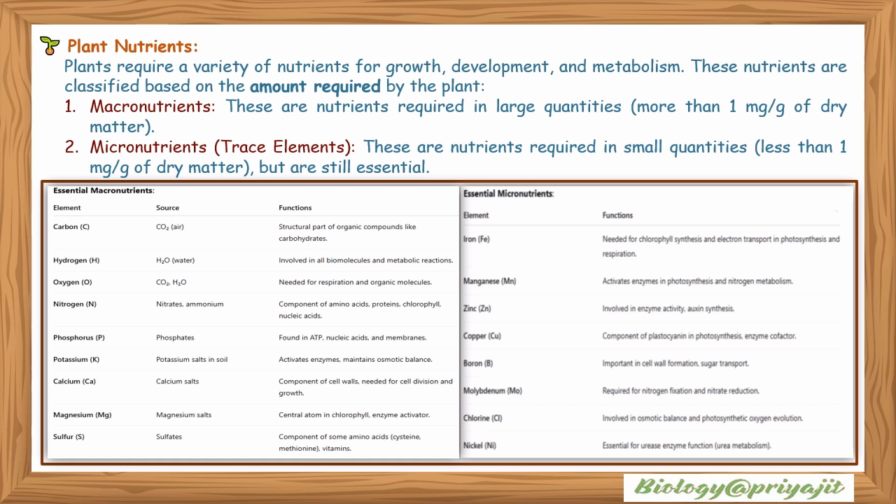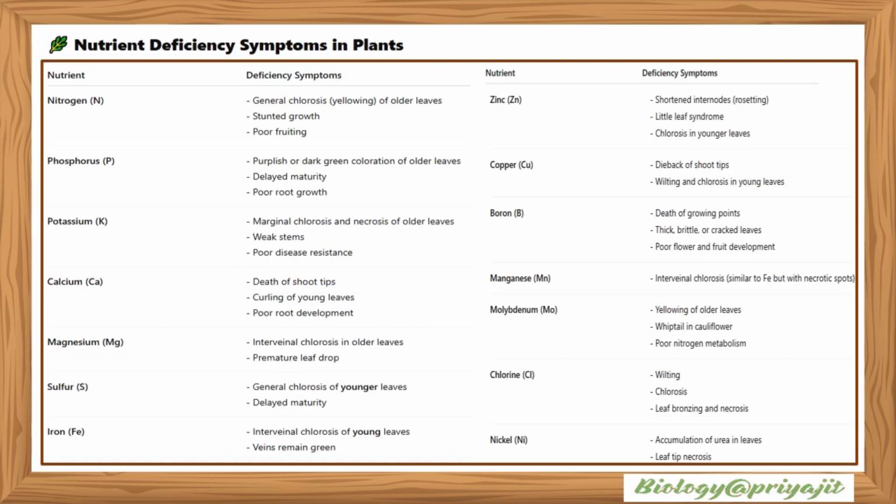Here the essential elements are carbon, hydrogen, oxygen, nitrogen, phosphorus, potassium, calcium, magnesium, sulfur, iron, manganese, zinc, copper, boron, molybdenum, chlorine, and nickel. Here the functions are already mentioned. Nutrient deficiency symptoms in plants occur due to deficiency of nitrogen, phosphorus, potassium, calcium, magnesium, sulfur, and iron. Here the deficiency syndromes and the deficiency symptoms are also given.